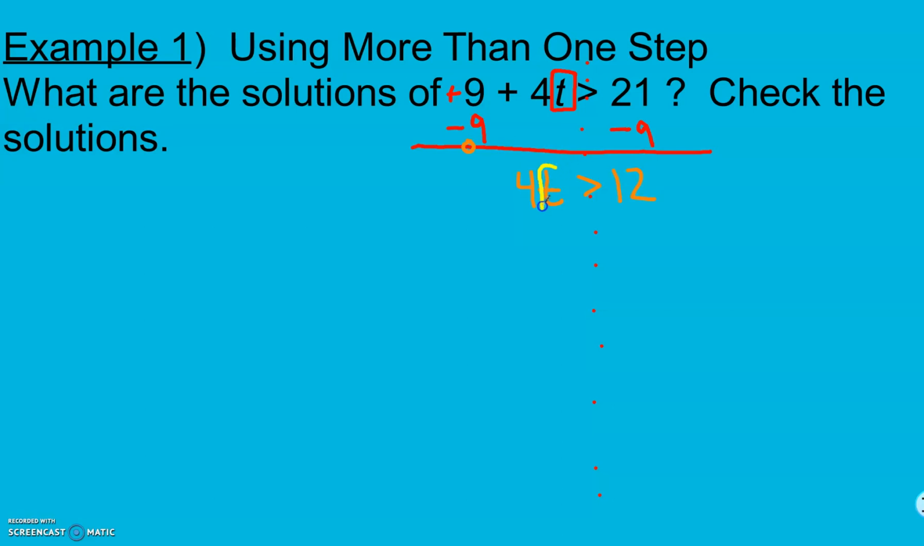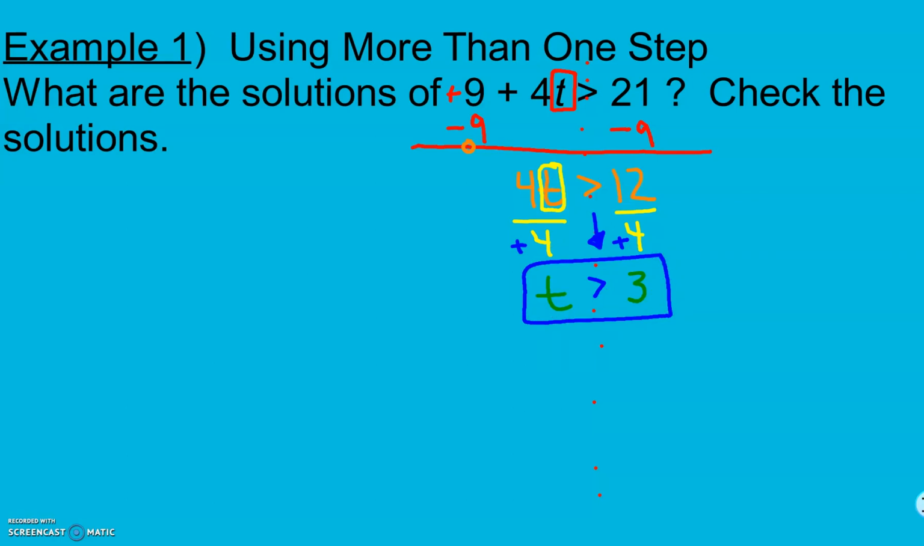Now, my variable is being multiplied by 4, so I get rid of multiplication by division. 4 divided by 4 is 1 times t is t. 12 divided by 4 is 3. Now, since I divided by a positive 4, my inequality just drops down. I don't have to flip it, and I get t is greater than 3.